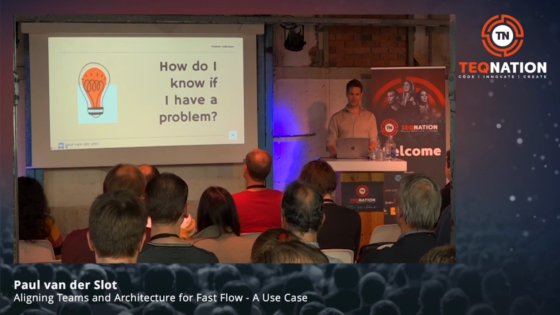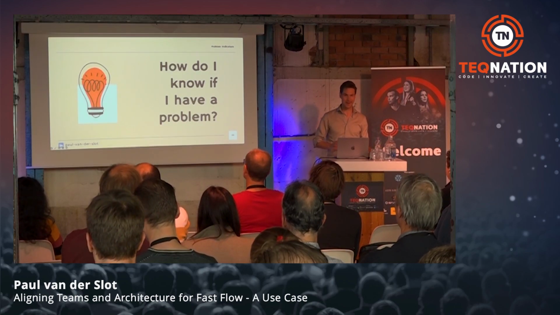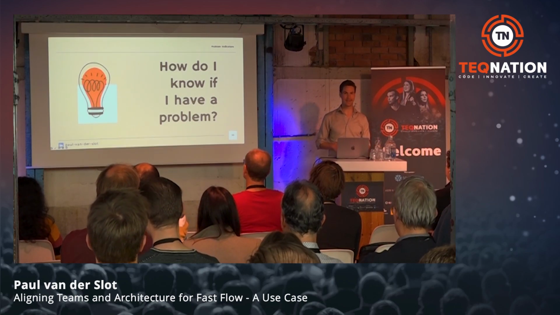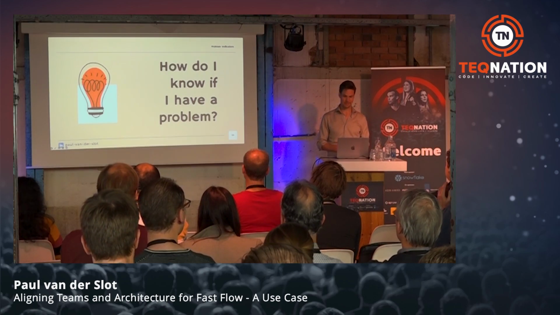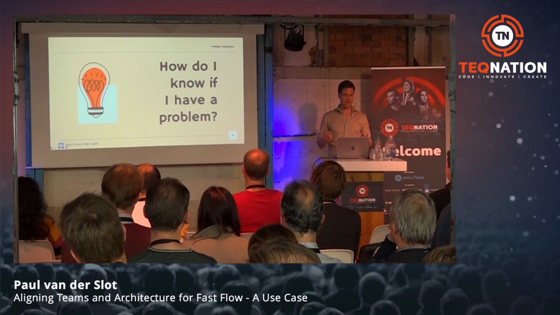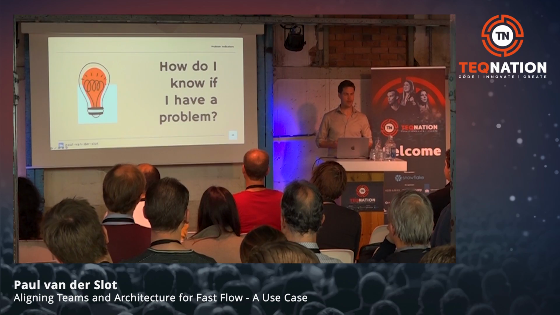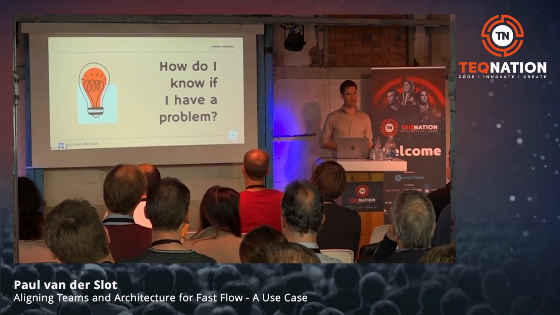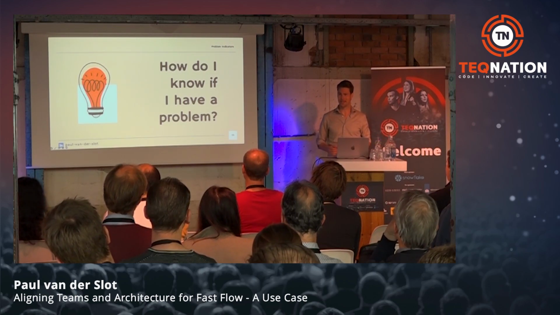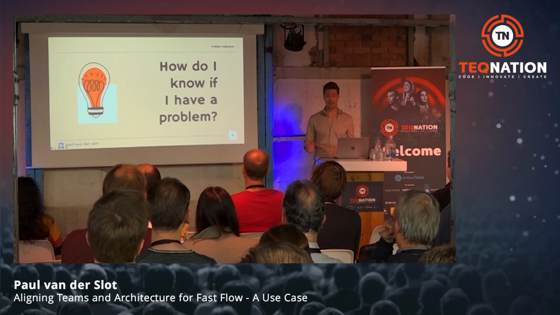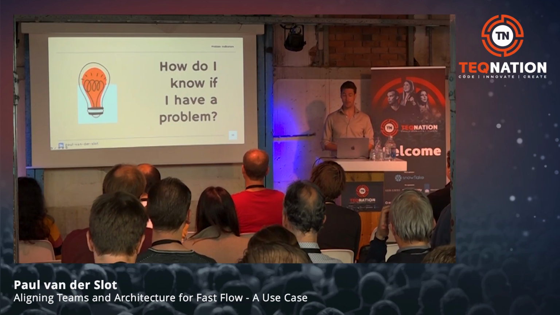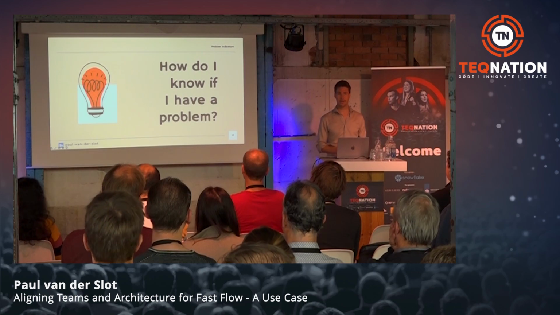Okay, so after this small intermezzo about kleinverbruik, let's get back to the topic, aligning teams and architecture. And I want to start with, how do I know that I have a problem? Because you can think, okay, aligning teams and architecture, good idea, but maybe my teams and architecture are already quite well aligned. How do I know that I have a problem here?